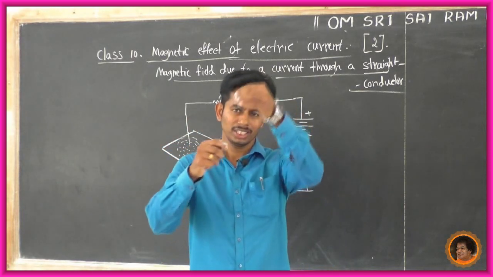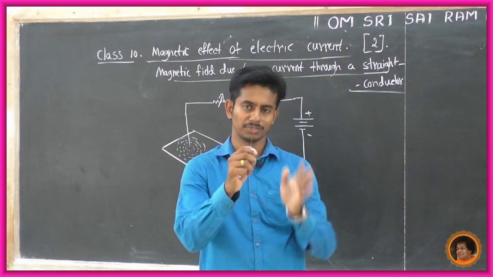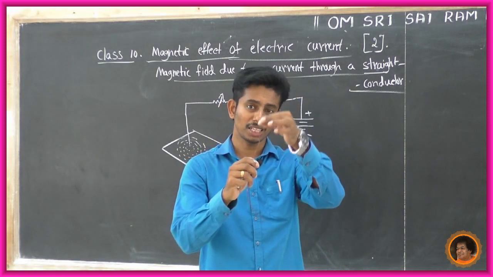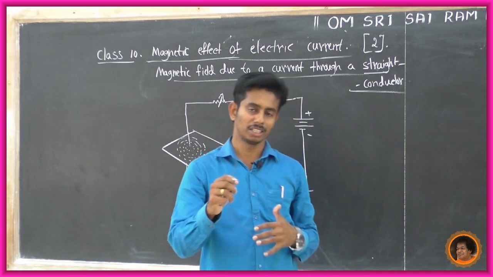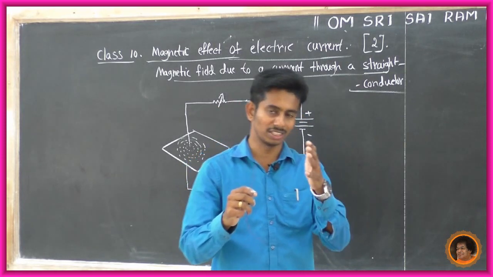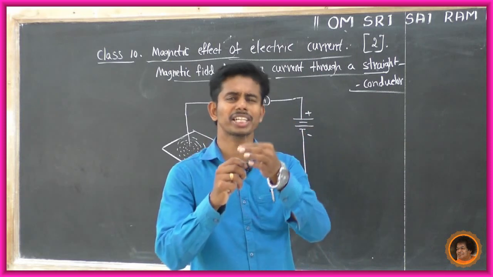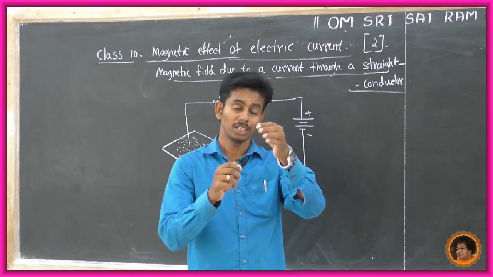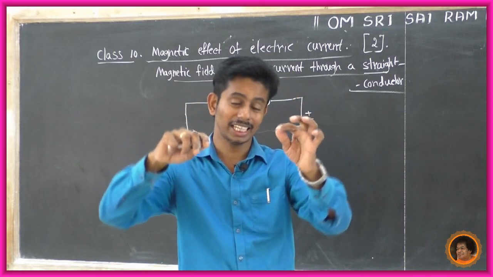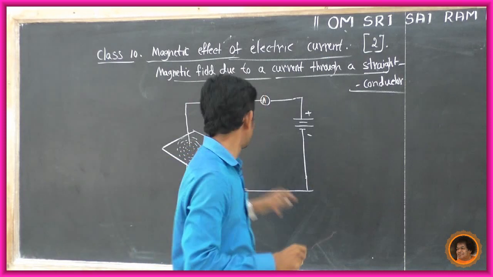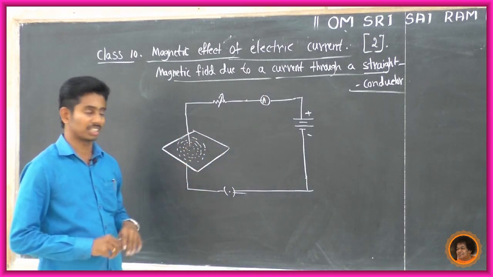Straight conductor means this is a straight conductor. If a current passes through this straight conductor, it produces a magnetic field. In the last class, we saw an experiment with a conductor that produces a magnetic field. This is the diagram. It shows the magnetic field due to a current through a straight conductor.